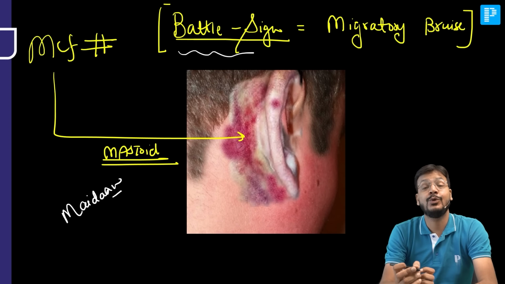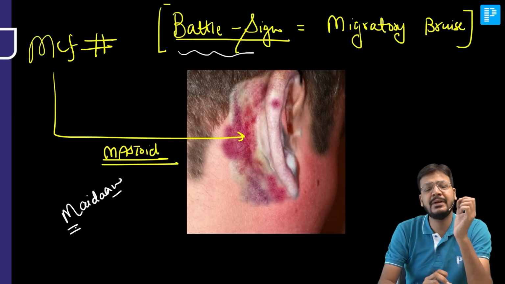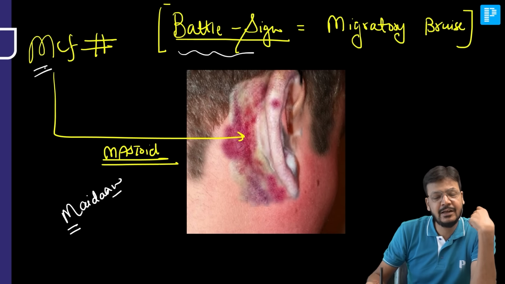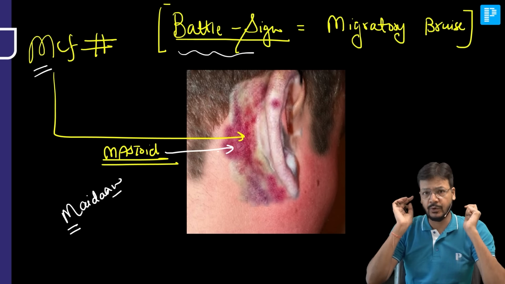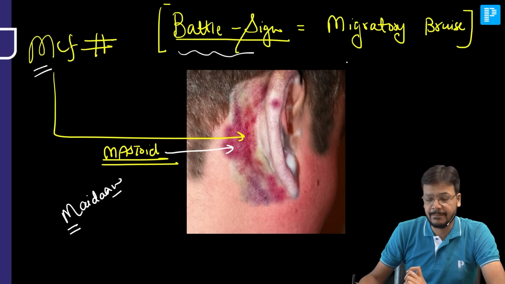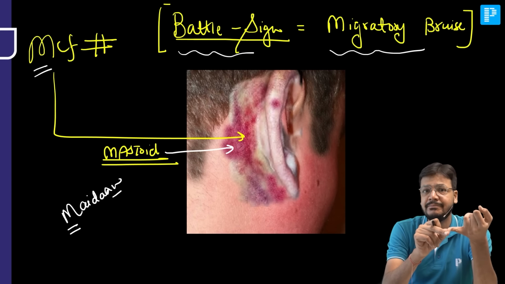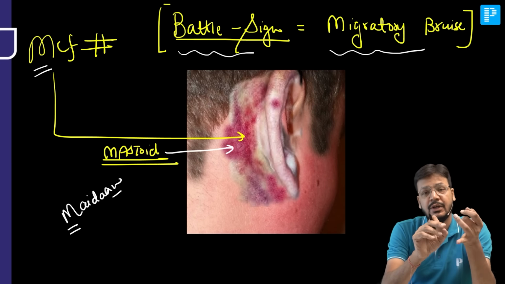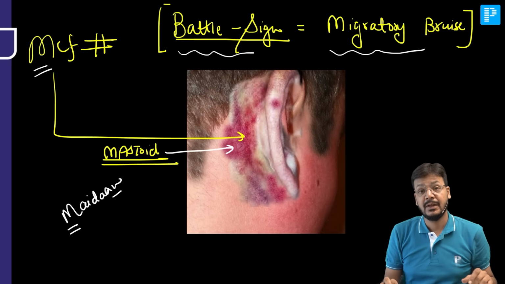Battle, what does it mean? War. So battle is in Medan. So that trick is very simple. M for Medan. M for middle cranial fossa fracture, and M for the bruise at mastoid area. That's a posterior auricular area. So it is also an example of ectopic or migratory bruise. So battle is always in the Medan. M for Medan. M for middle cranial fossa fracture. M for mastoid bruise. So this is a very important sign. That is a battle sign.